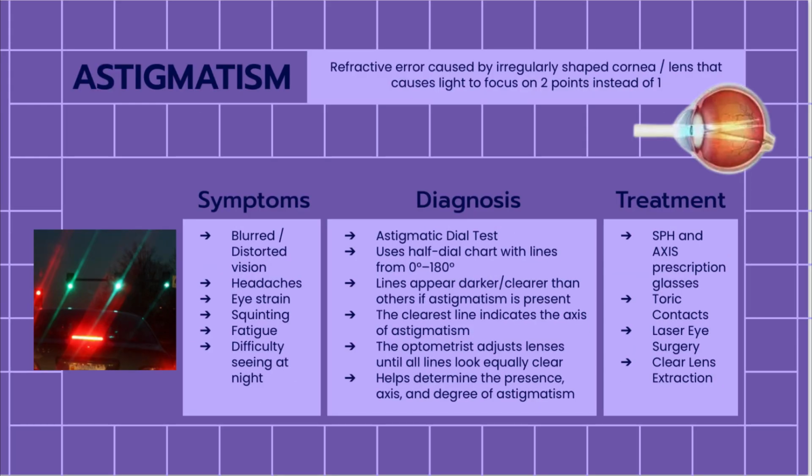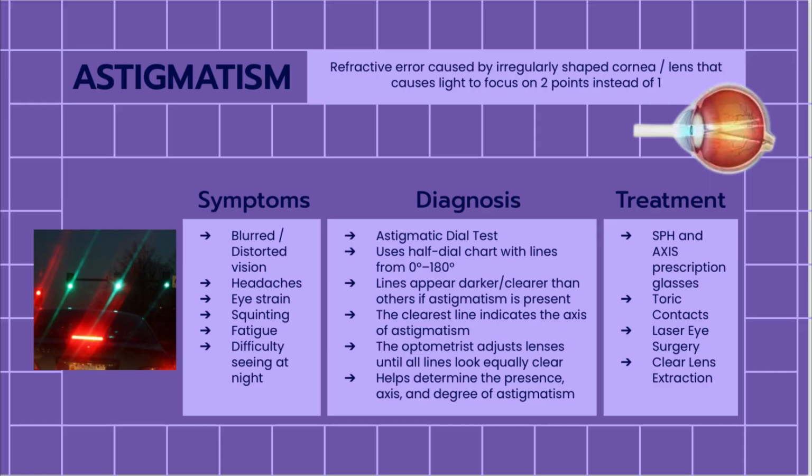Another example of a refractive error is astigmatism. This is caused by an irregularly shaped lens or cornea that causes light to focus on 2 points instead of 1. Symptoms include things like halos around lights, streaks around lights, blurred vision, headaches, eye strain, squinting, fatigue, and difficulty seeing at night.